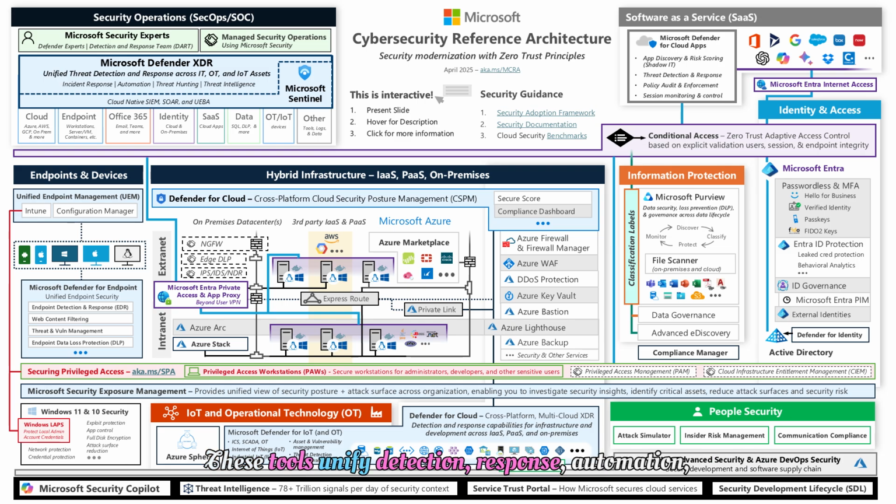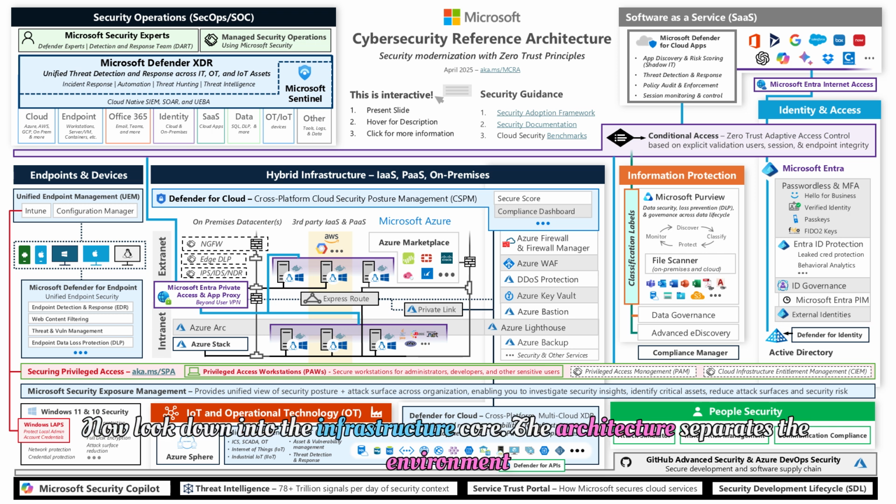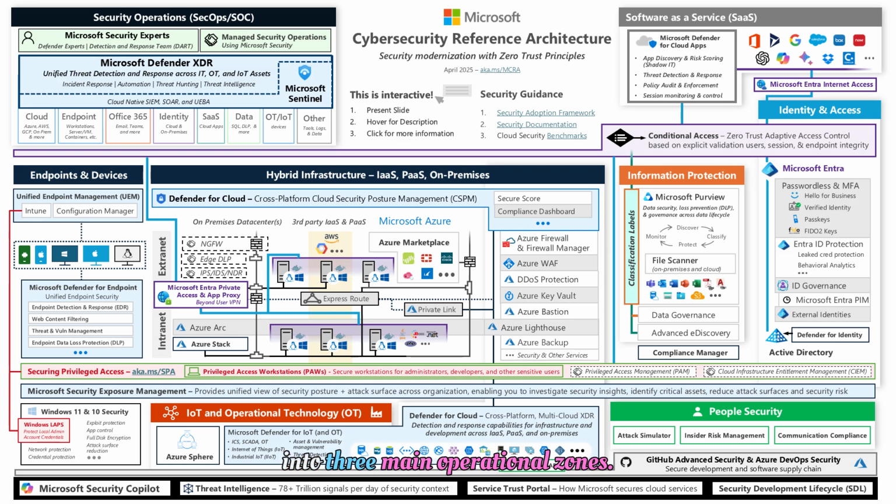These tools unify detection, response, automation, and threat intelligence across your digital estate, covering IT, OT, and IoT. This is your cloud-native SIEM and SOAR ecosystem, where telemetry meets action. Now look down into the infrastructure core. The architecture separates the environment into three main operational zones.